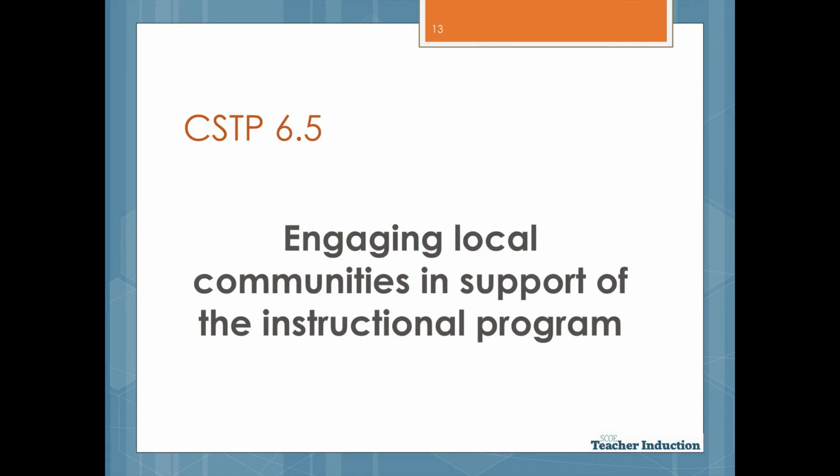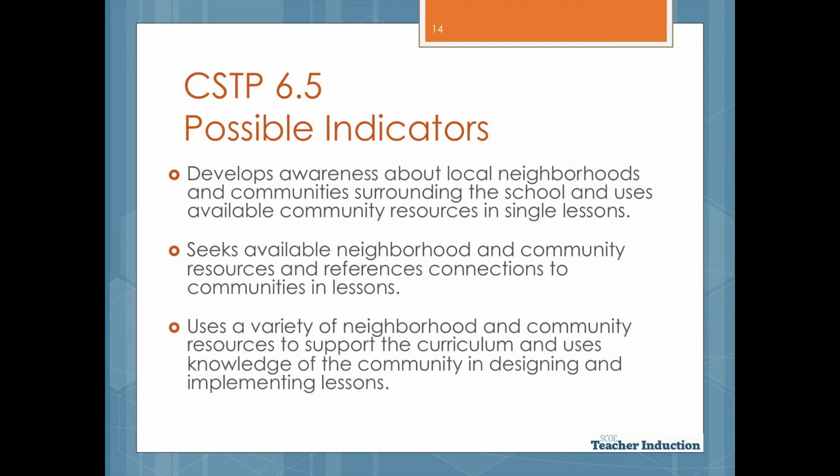CSTP Element 6.5 focuses on engaging local communities in support of the instructional program. In the emerging level of Element 6.5, teachers develop an awareness of local neighborhoods and communities surrounding the school and use available community resources in single lessons. As teachers have additional opportunities to learn about their community, they seek available neighborhood and community resources and include references or connections to communities in lessons.